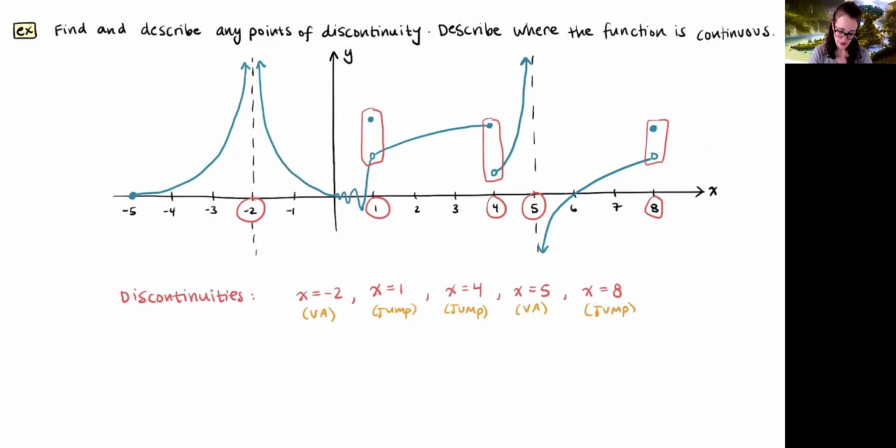Okay, so if we were going to take this information and write it in a slightly different way to describe where the function is continuous, that would be everywhere else. So you don't have continuity necessarily. I mean, it is at a point, but it's at a bunch of points. So we want to describe this using intervals. Using interval notation.